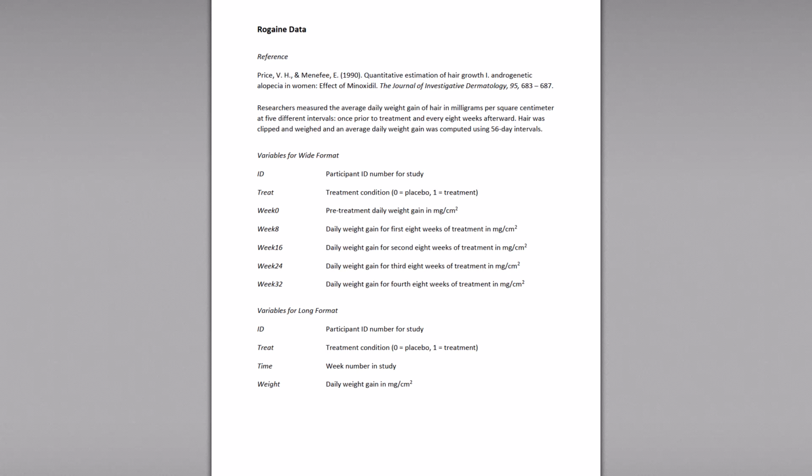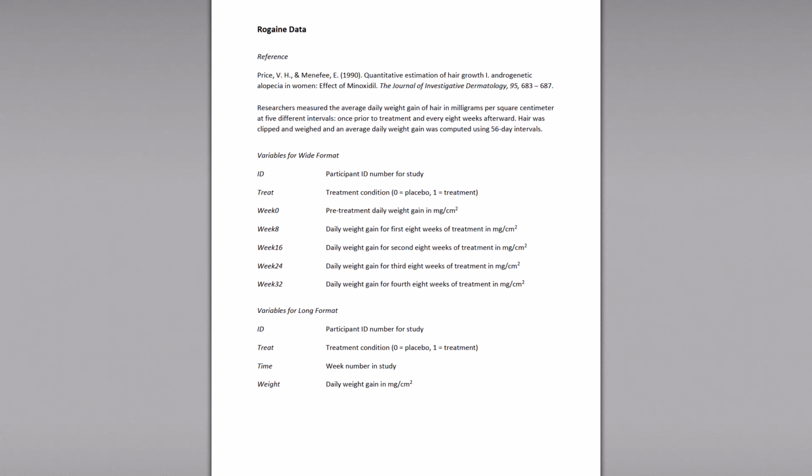In the wide format now, we have week 0, 8, 16, 24, and 32, and we're going to treat those as levels of a factor rather than as quantities. There's going to be 5 levels of a factor: 0, 8, 16, 24, and 32. Those levels represent a single within subjects factor because we're going to measure the amount of hair for each woman.